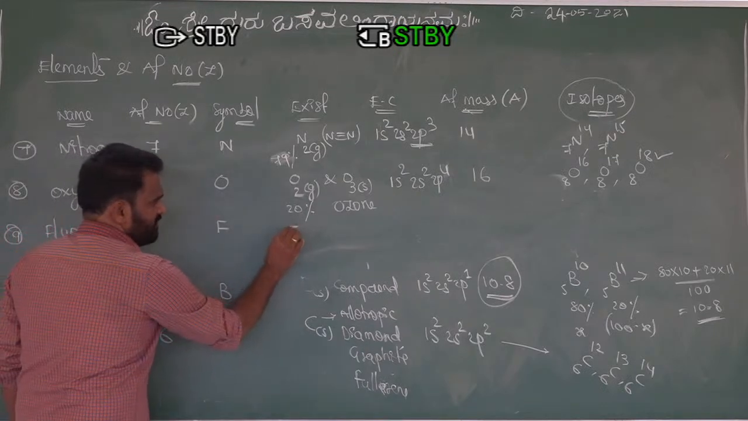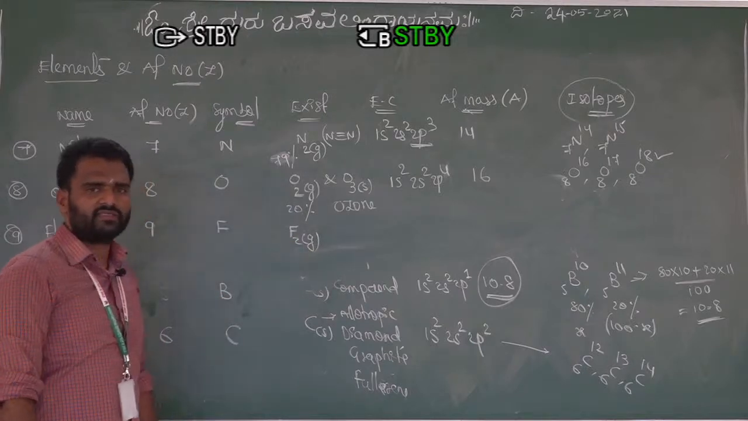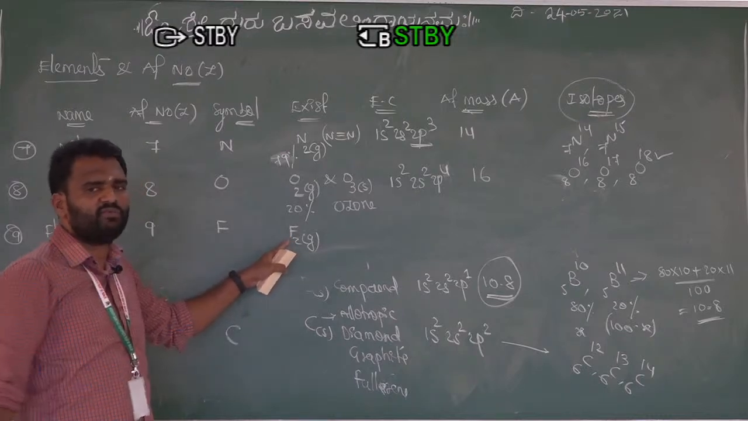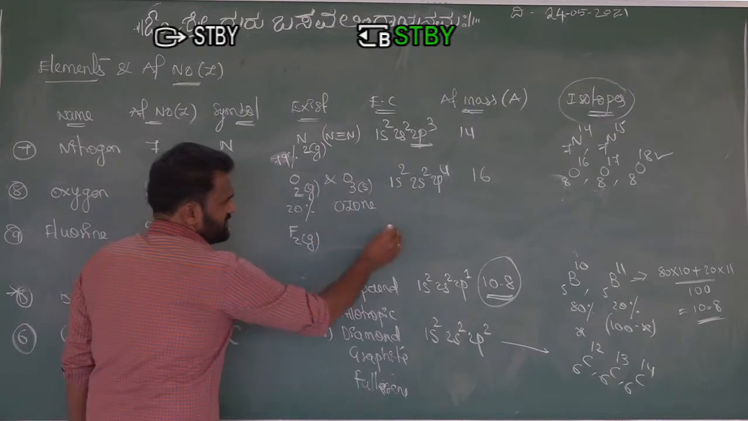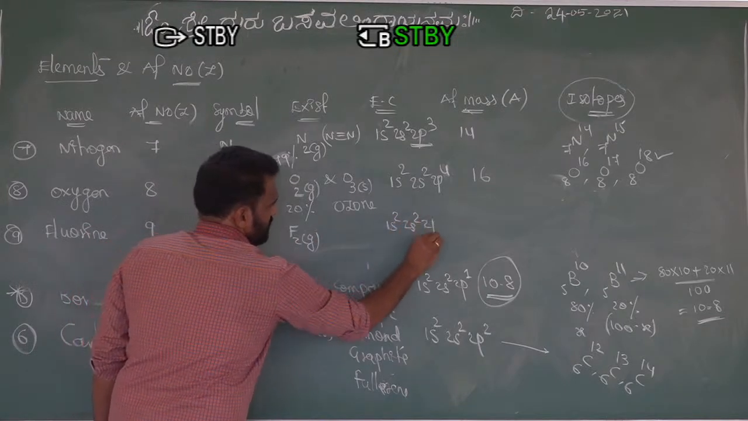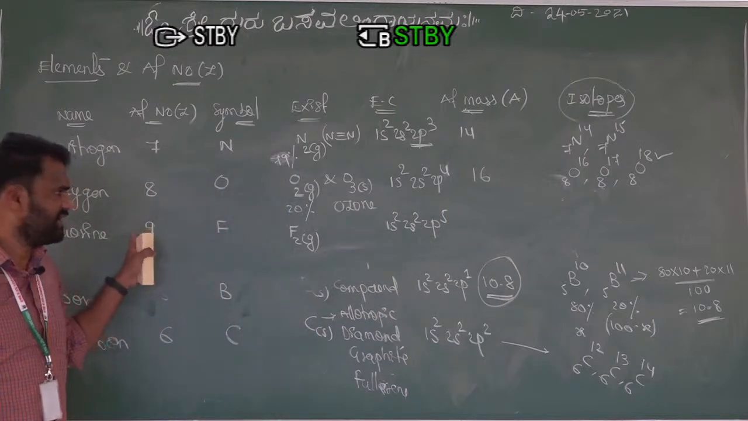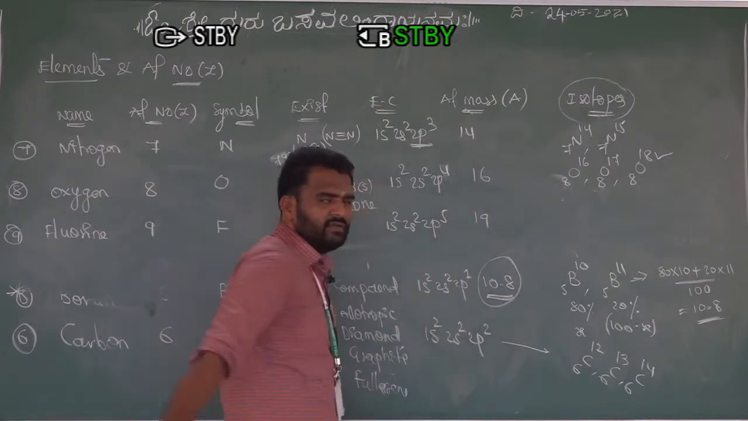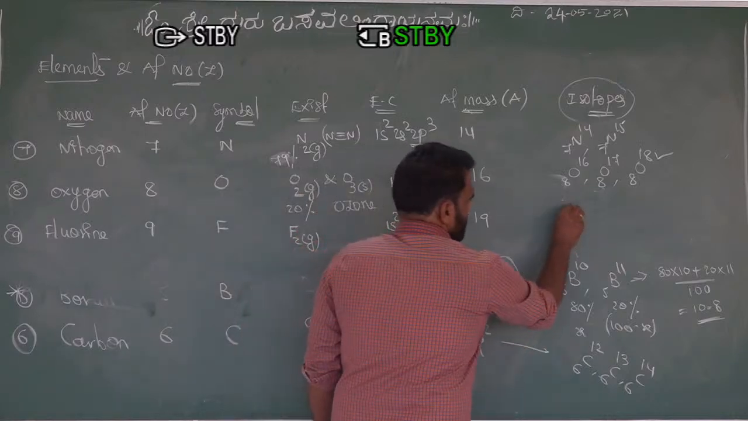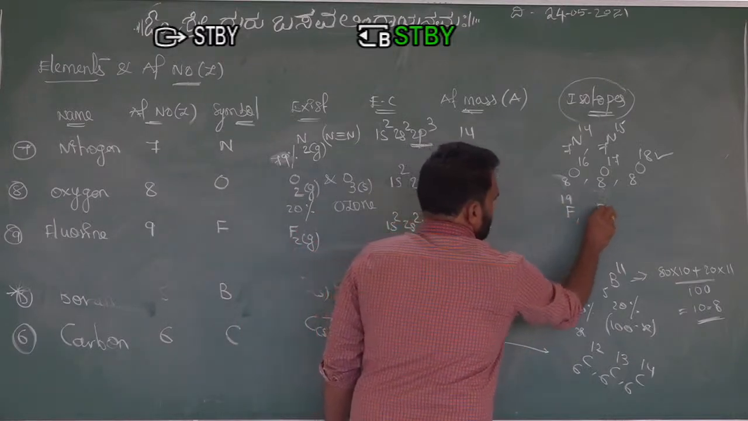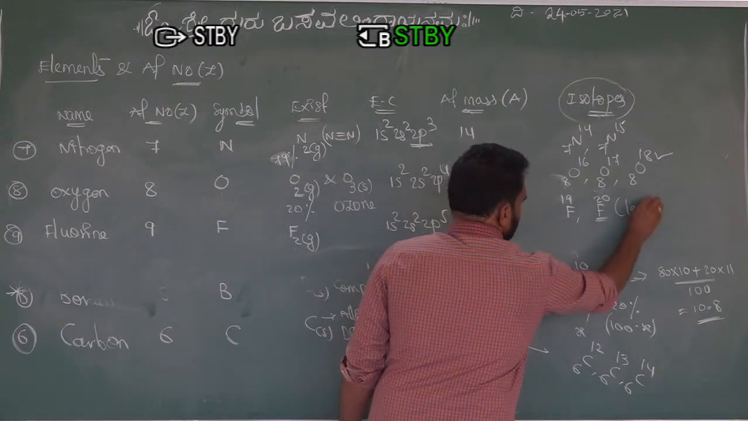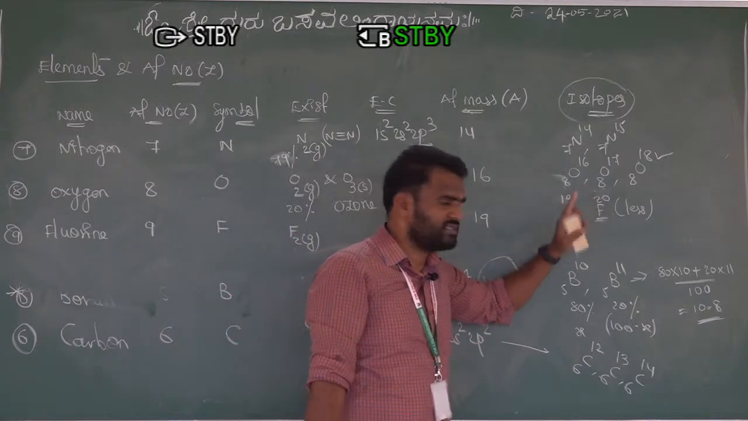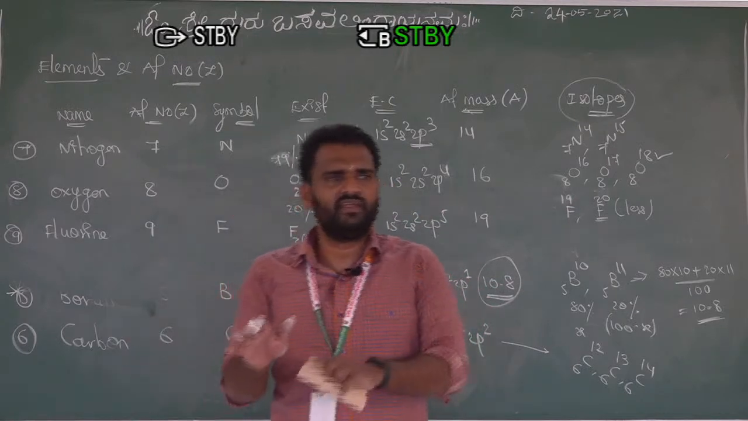Fluorine is available in the form of F2 gas. It is highly reactive. Fluorine is available in F2 and in compound form. Its electronic configuration is 1s2, 2s2, 2p5. Atomic number 9 means you get 9 electrons. Next, atomic mass of fluorine is 19. Fluorine isotopes are F-19 and F-20, but F-20 is a very negligible percentage. Fluorine also exhibits isotopes, but their percentage is very, very less and negligible.